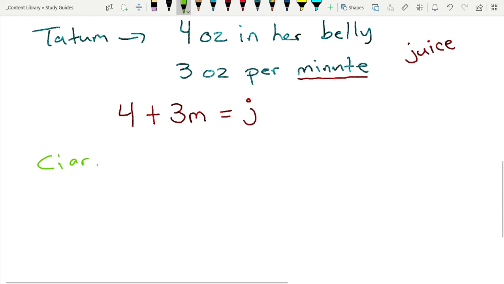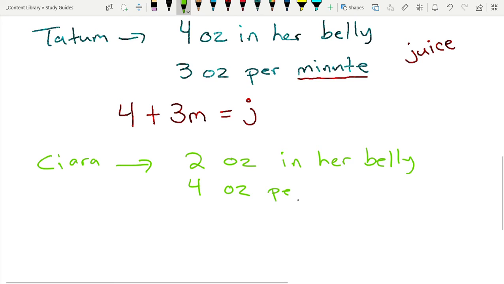Now Kiara, same competition, she has 2 ounces in her belly at the beginning. And she is drinking it at 4 ounces a minute. So therefore, if we want to know how much juice she has, she starts with 2. She's adding 4 every minute. So 4 times the number of minutes tells us how much she's added. Add that to her initial 2 in her belly, and that gives you her total juice as well.